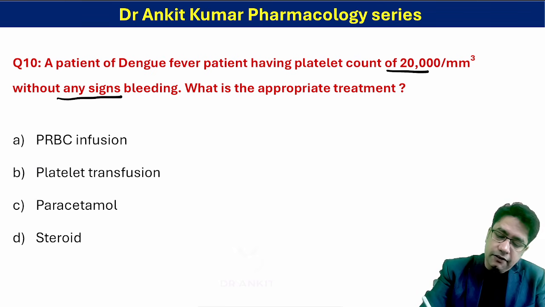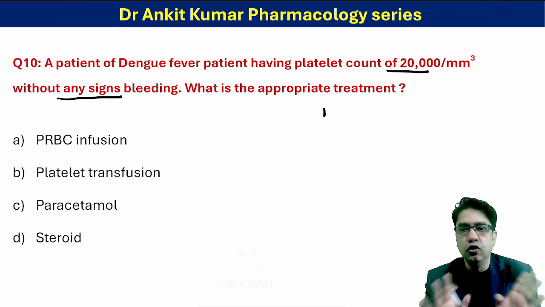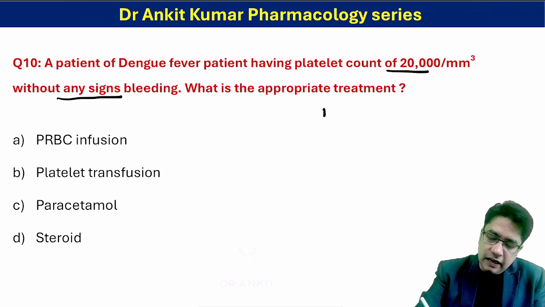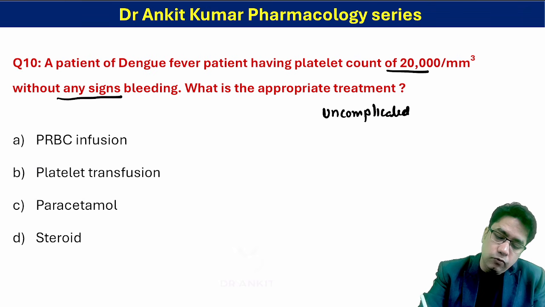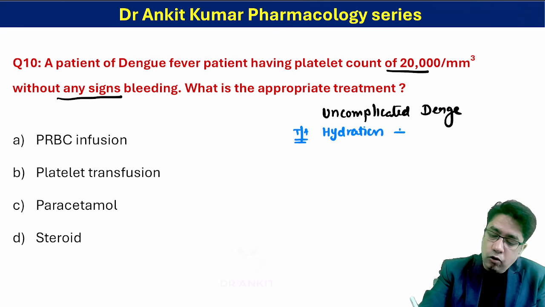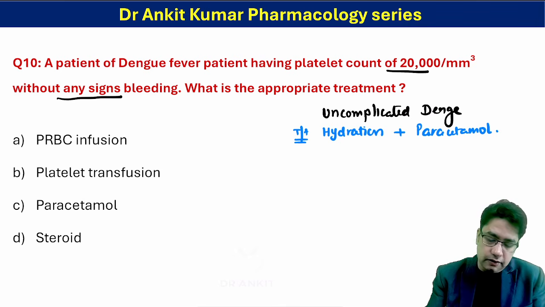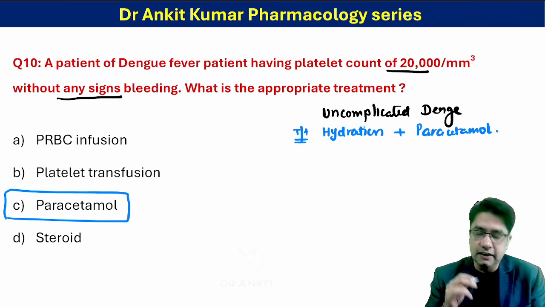Now remember, in the treatment of dengue, we are seeing there is no bleeding. There is no mention of shock also. So can we say this is a case of uncomplicated dengue? There is no complication due to dengue. And the mainstay of treatment of uncomplicated dengue is lot of fluids. We can write it as hydration and control fever with paracetamol. So remember, the answer of this question is paracetamol.